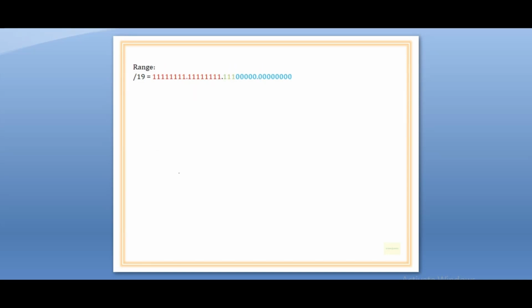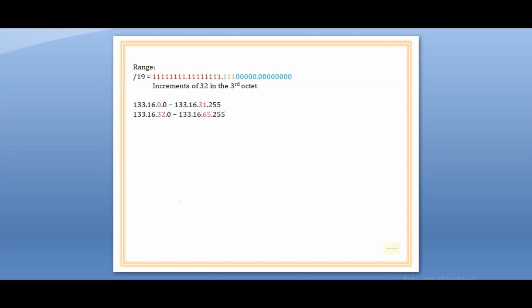Now let's take a look at the range. Slash 19 looks like this in binary, where the last network bit is in the 3rd octet, and in the binary place value table it is in the value of 32. That means with increments of 32 in the 3rd octet we get one subnet. The first subnet is from 133.16.0.0 to 133.16.31.255.